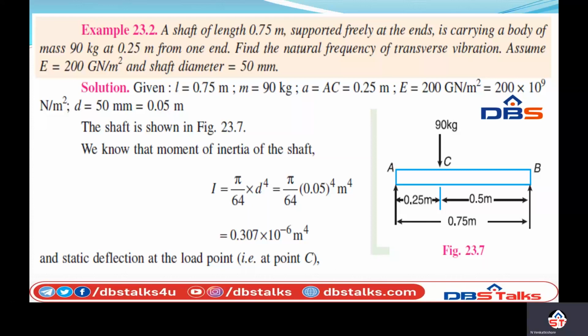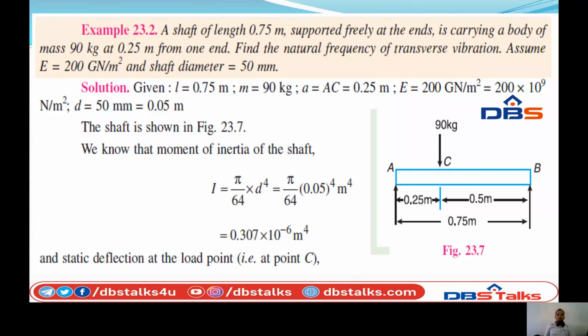Then coming to the problem. A shaft of length 0.75 meters, which is supported freely at the ends, is carrying a body of mass 90 kg at 0.25 meters from one end. Find the natural frequency of transverse vibration, assuming E is equal to 200 giganewton per meter square and shaft diameter is 50 mm. So firstly we have to write up the given data.